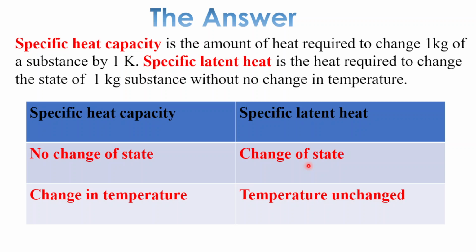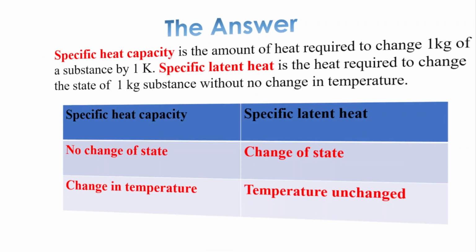For specific heat capacity, there is a change in temperature. But for specific latent heat, there is no change in temperature. Okay? So specific heat capacity, the change in temperature. For specific latent heat, no change in temperature. So these 2 properties are what make them different. All right, that's what distinguishes between both.